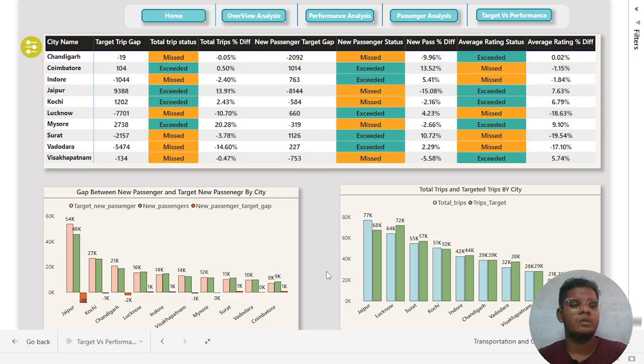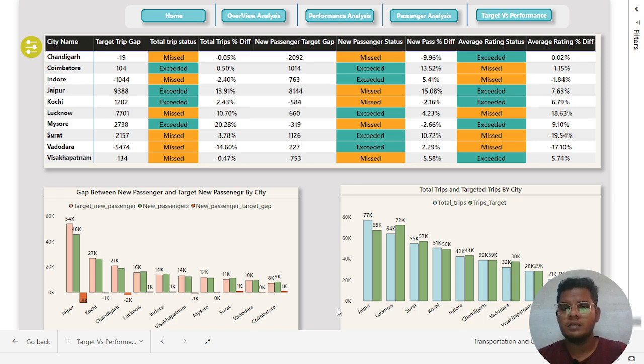And then in Mysore, we achieved 2,738 passengers. We have over achieved the target. Exceeded. Total trips percentage as well is 20.28. We achieved a lot. And then new passengers dropped, which means minus 300 passengers. And the passenger difference as well decreased. Decreased in the sense not achieved the target, minus 2.66 percent.